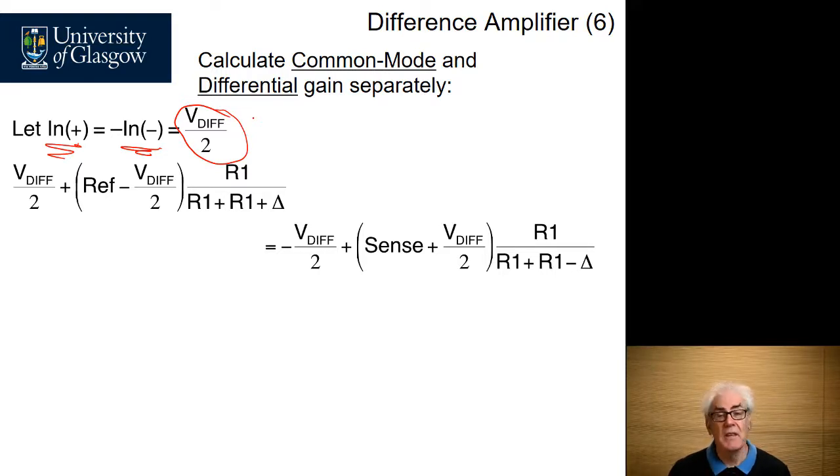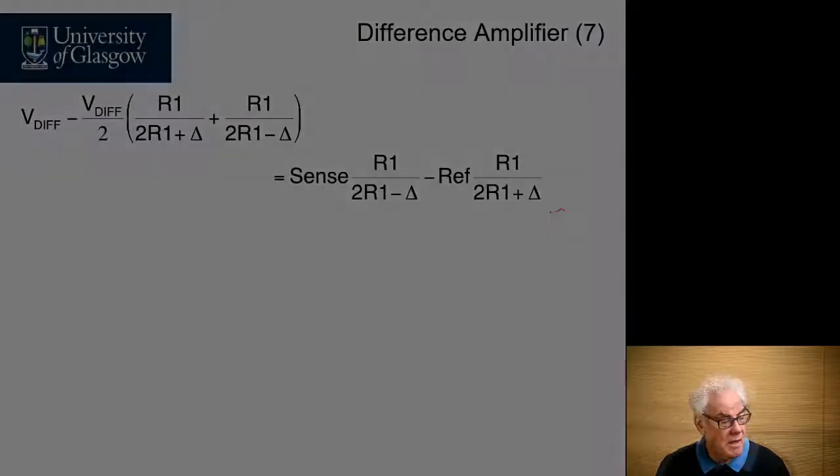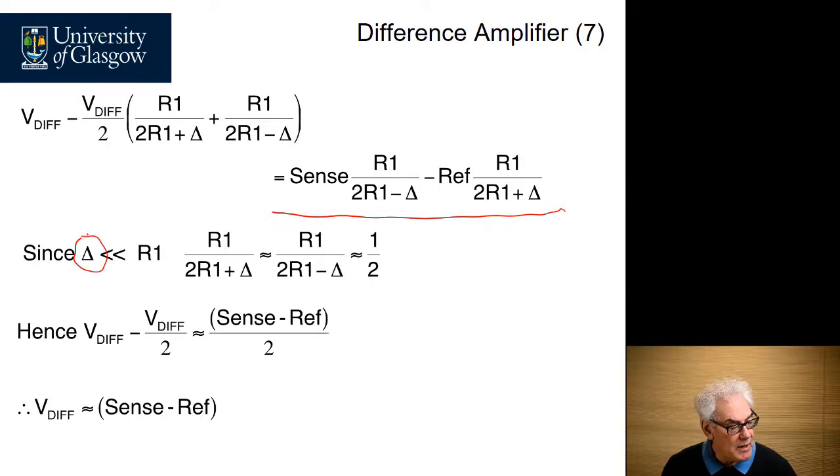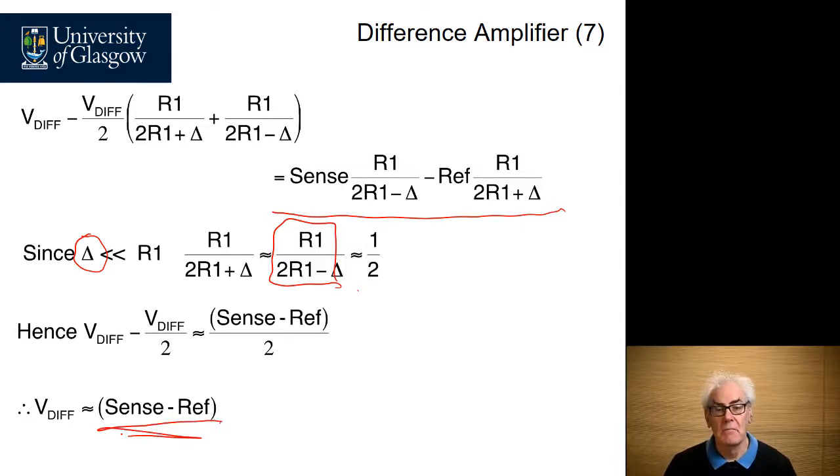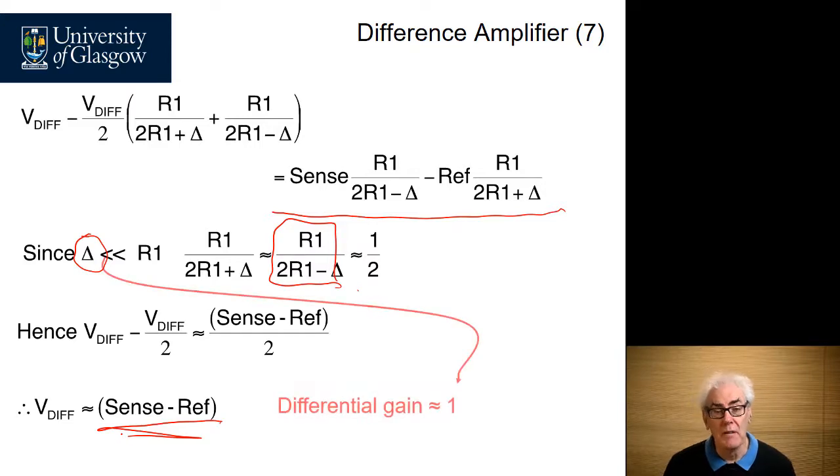Doing the analysis in the same fashion as before, we land up with the two equations here. Because we know that delta, which is the tolerance or error in the resistors, is much, much smaller than R1, even for 1% resistors where delta would be approximately 2%, we can make an approximation that this equation here is approximately 1 over 2. So our difference signal is equal to the sense minus ref. In other words, the differential gain is times 1.